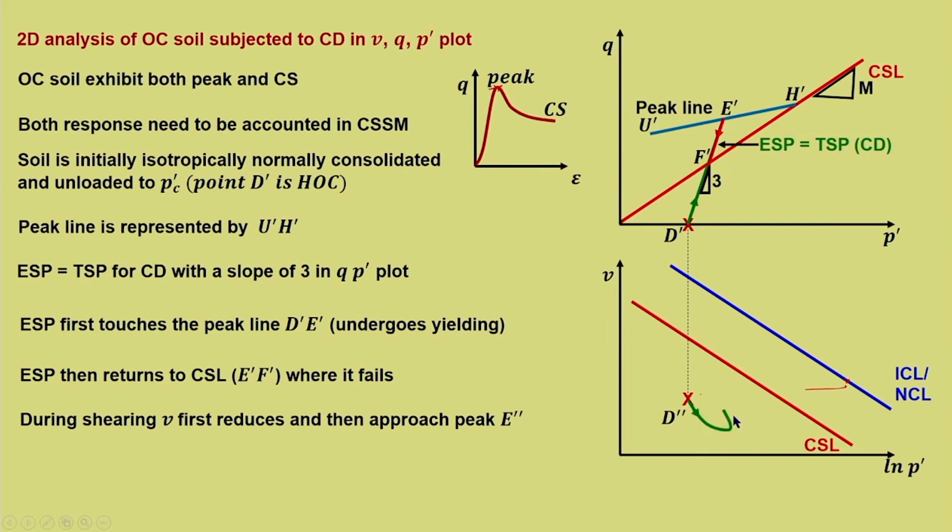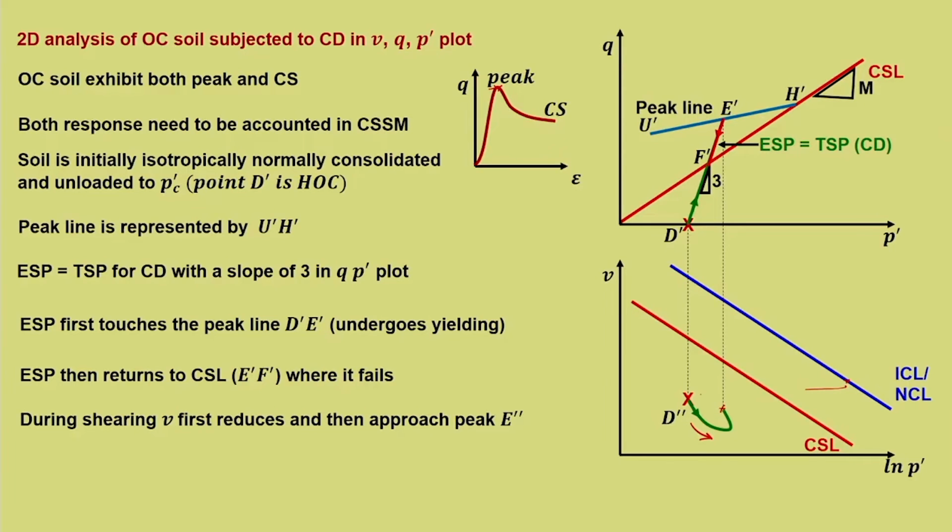So, now we know that when it is sheared, the V first reduces because there will be some initial compression which is shown by this response, and once the initial compression is over, then in a drained test there will be increase in the specific volume. So, this is the point E dash somewhere here. So, it has already started yielding.